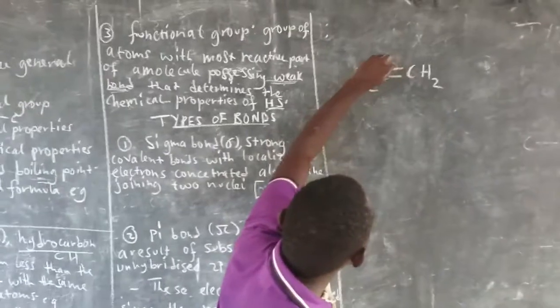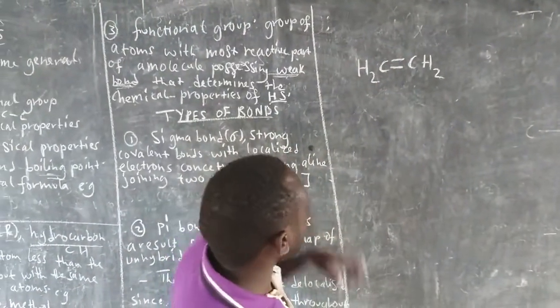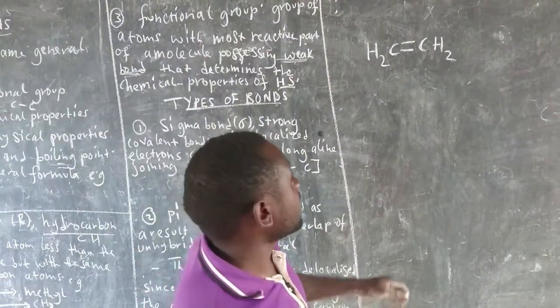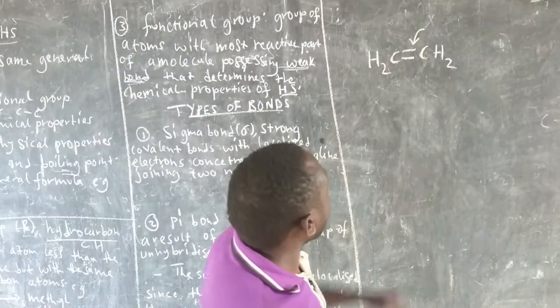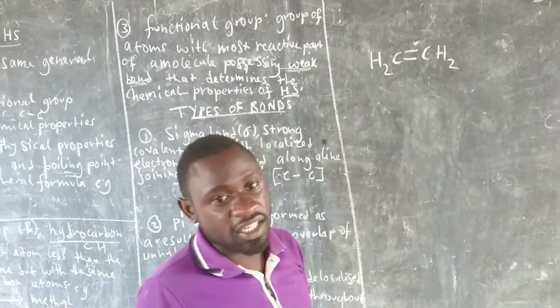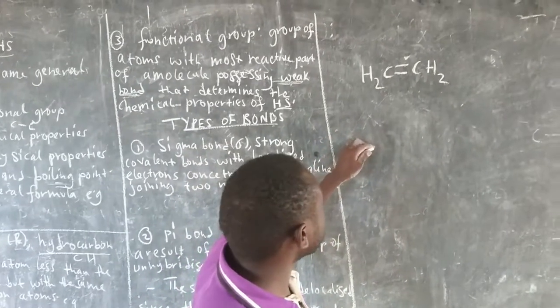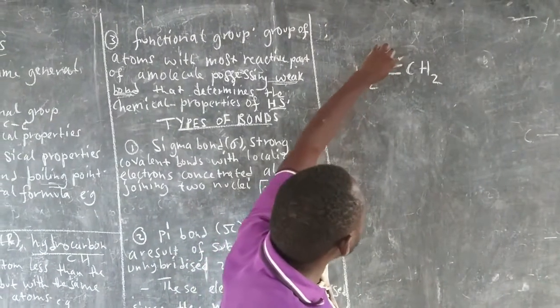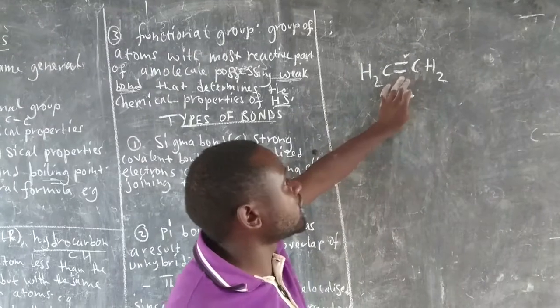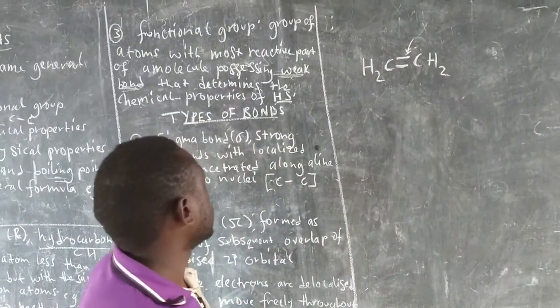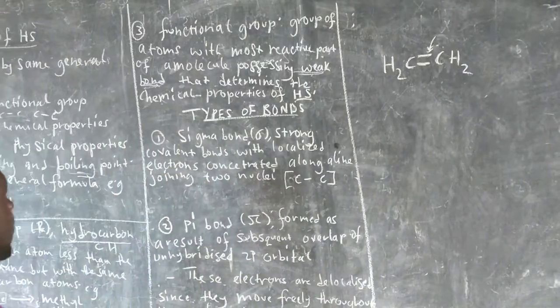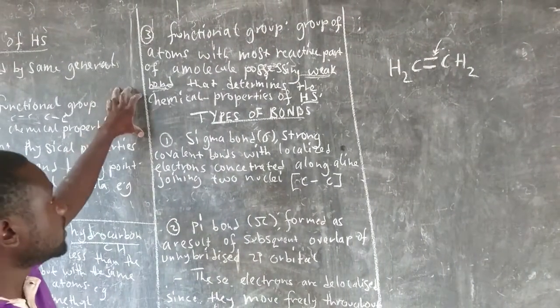Now, these weak bonds are the ones determining the chemical property, whereby they either allow a molecule to enter, or they can deny it. When you look at alkenes, all alkenes are unsaturated. All these double bonds can allow addition reactions. So those are the first key terms.